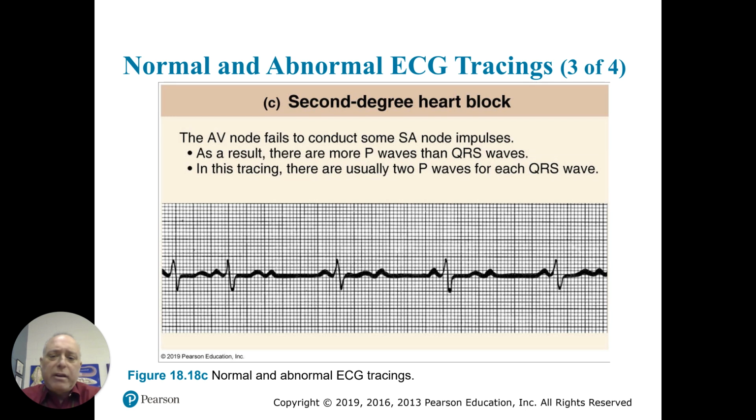Okay, then we've got second degree heart block, where the AV node fails to conduct some of the SA node impulses. And what you get is these P waves that kind of appear outside the cycle. Here's a P wave and then another P wave here. A P wave and another P wave. So you've got the extrasystolic P wave.